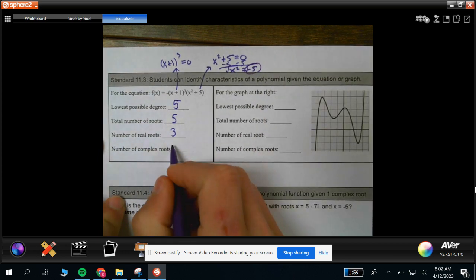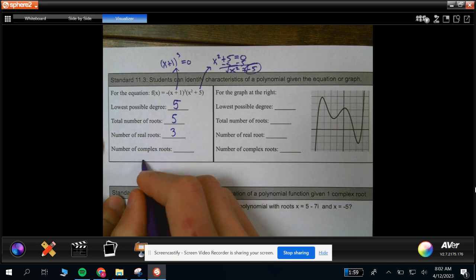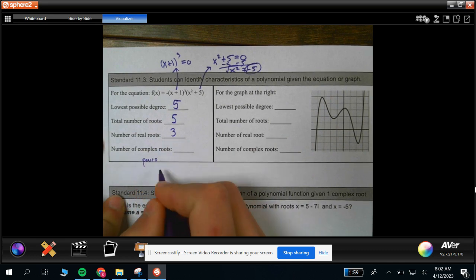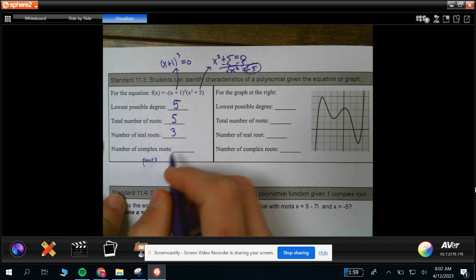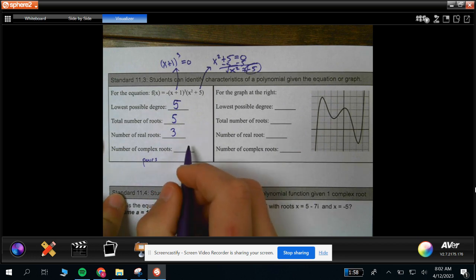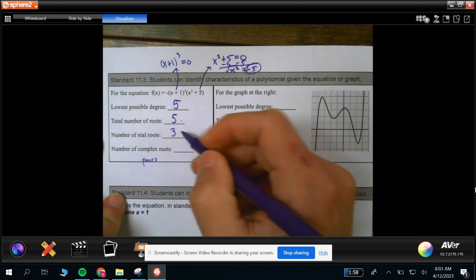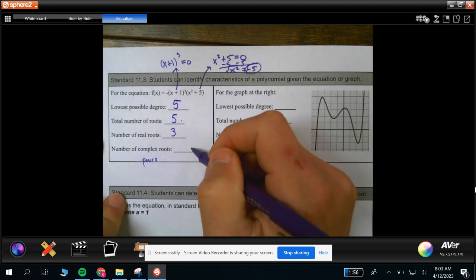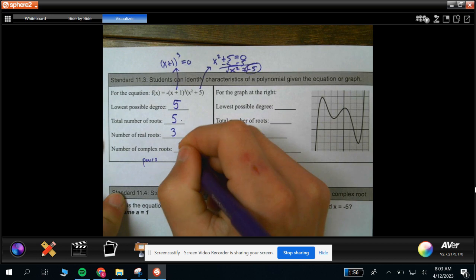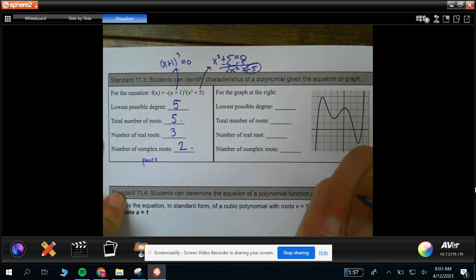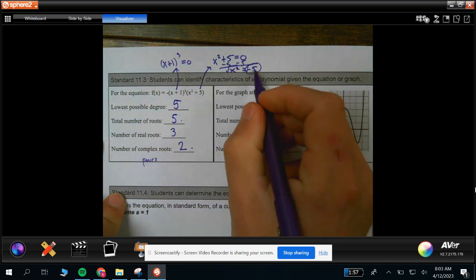Now, complex roots always come in pairs. Always in pairs. 2, 4, 6, 8. You never have an odd number of complex roots. Also, the total number of roots must be the number of real roots plus the number of complex roots. So in both cases, the answer must be 2, because in this case, it's the square root of 5 plus or minus i square root of 5.